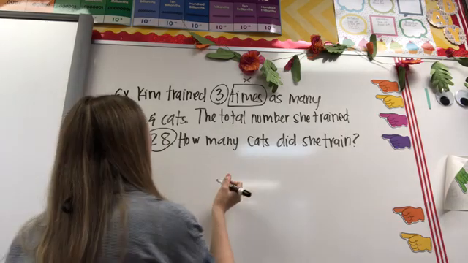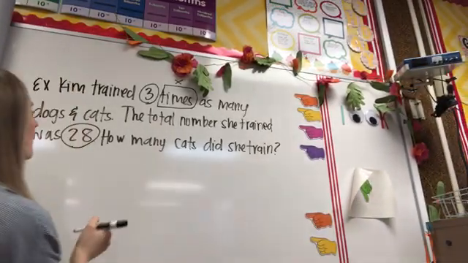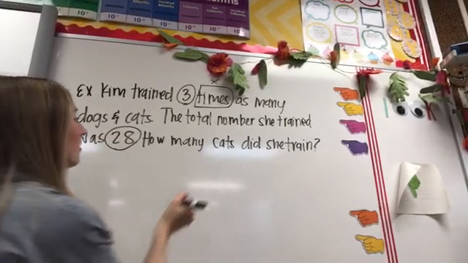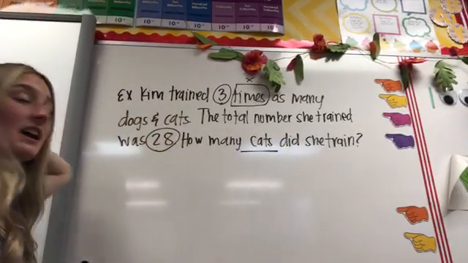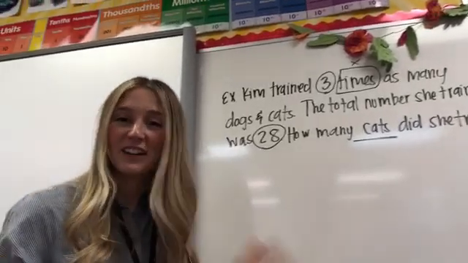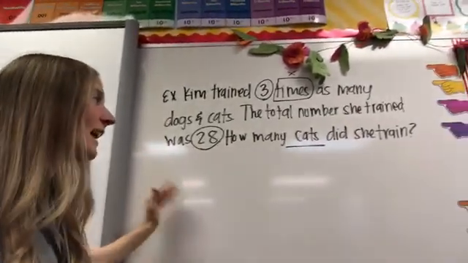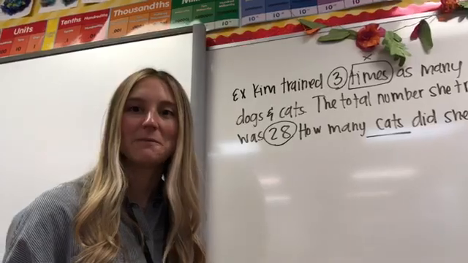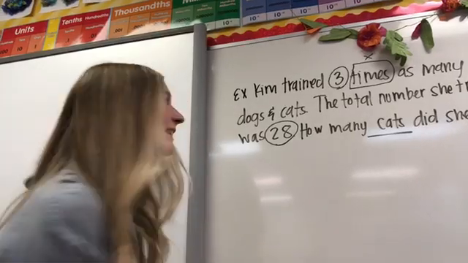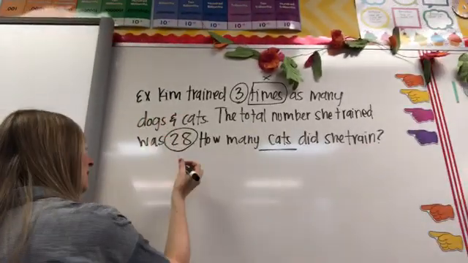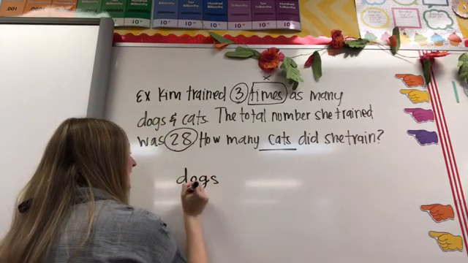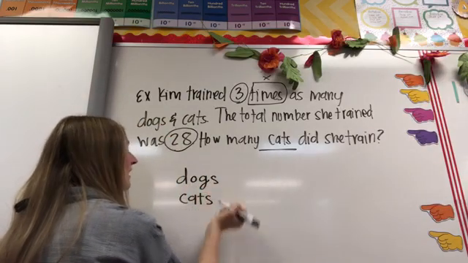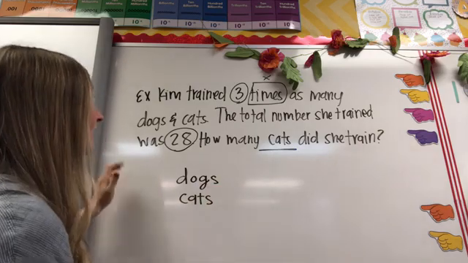So we're looking for cats on this one, okay? All right, how many cats did she train? All right, go ahead and pause, give it a try. Start by putting your dogs and cats, give them some boxes, and we'll go from there. But I'm obviously going to keep going. All right, so I see that we're talking about dogs and cats, so I'm going to write dogs, and I'm going to write cats. All right, we need to give them some boxes.